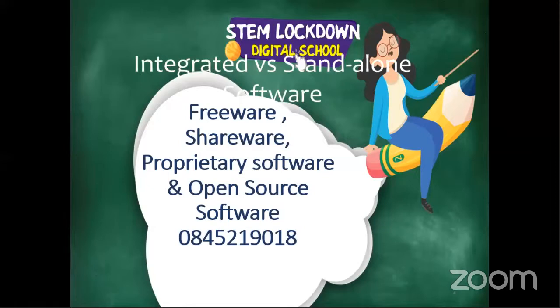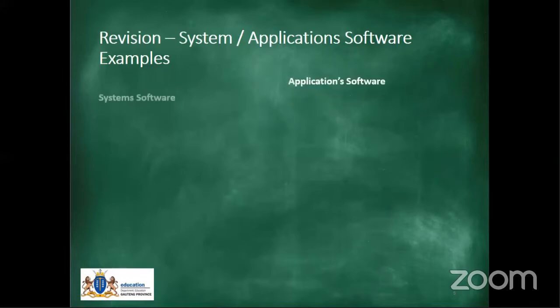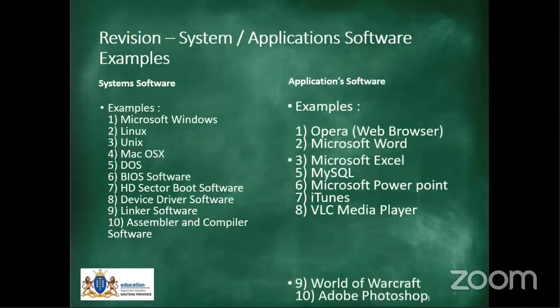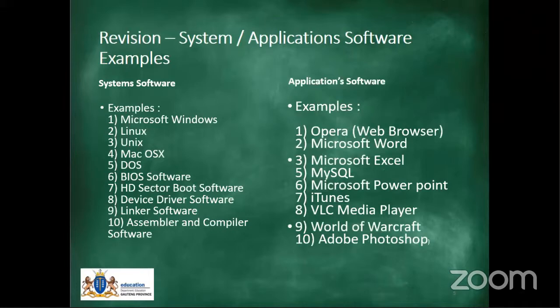We're going to talk about freeware, shareware, proprietary software, and open source software. Now, this is just a recap of what we did yesterday. Since we know the difference between system and application software, these are examples of what we spoke about yesterday. Can I ask you a question? You can respond on chat. What's the difference between system software and application software? I just want to see whether you still remember what we did yesterday.